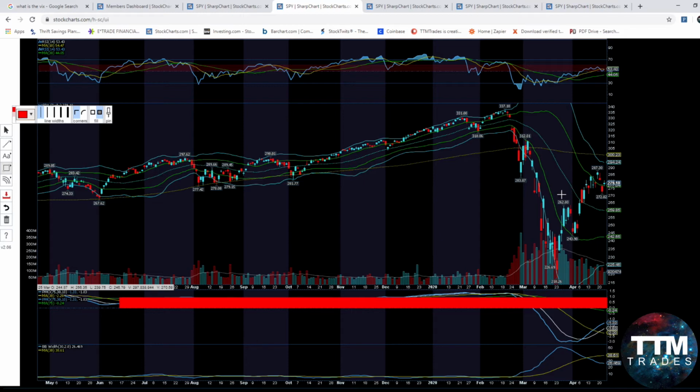Now the SPY did break out of this downtrend. As you can see here, it was below its bottom two Bollinger Bands. But it finally broke above that bottom one standard deviation, pulled back and found support, broke above its middle Bollinger Band, and now as you can see here, it's holding right in this general area.